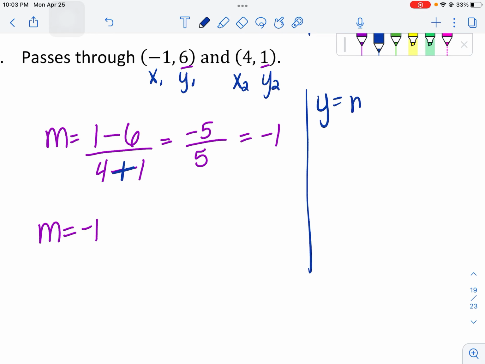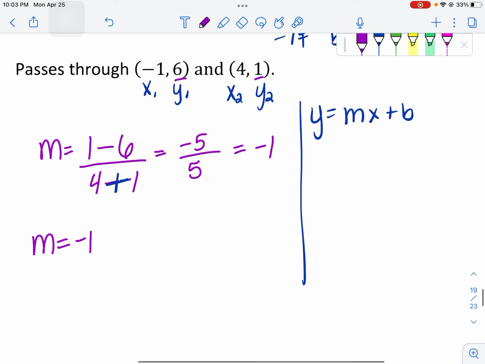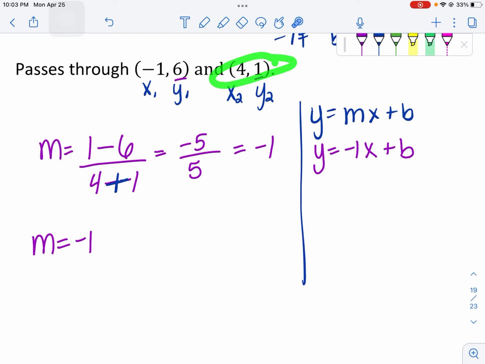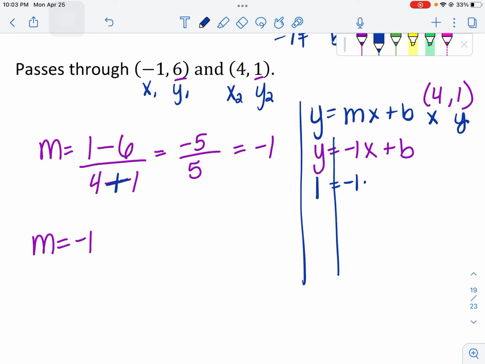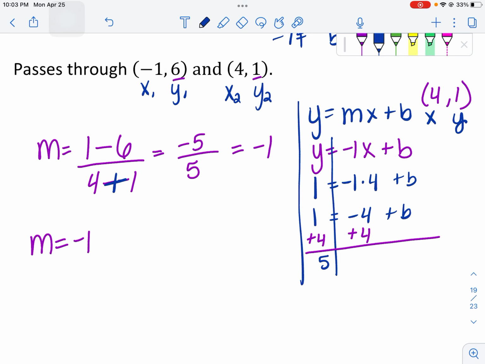And then I'm going to use my mx plus b equation, and I'm going to plug in negative 1 for m, I mean. And then you can pick either point. I'll use the second point this time. So I have 4 and 1, and then I remember this is x and y. So it's going to be 1 equals negative 1 times my 4 for x plus b. 1 equals negative 4 plus b. And then adding 4 to both sides, I'm going to get 5 equals b by itself.